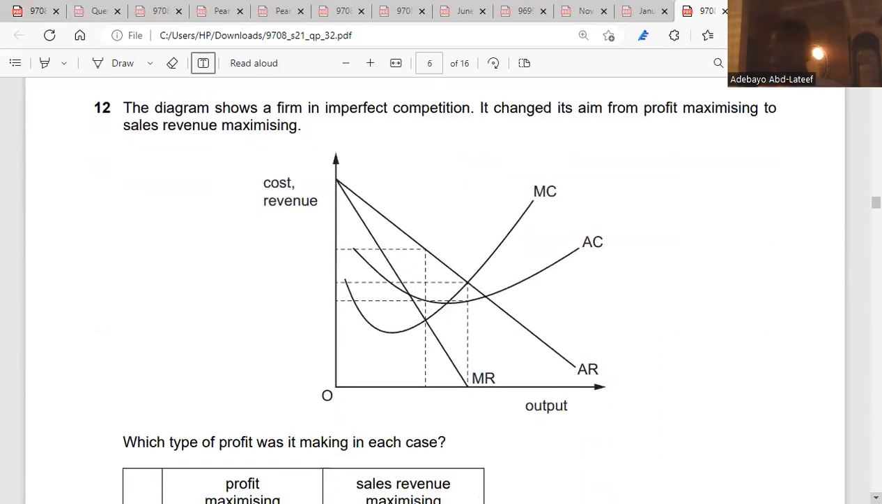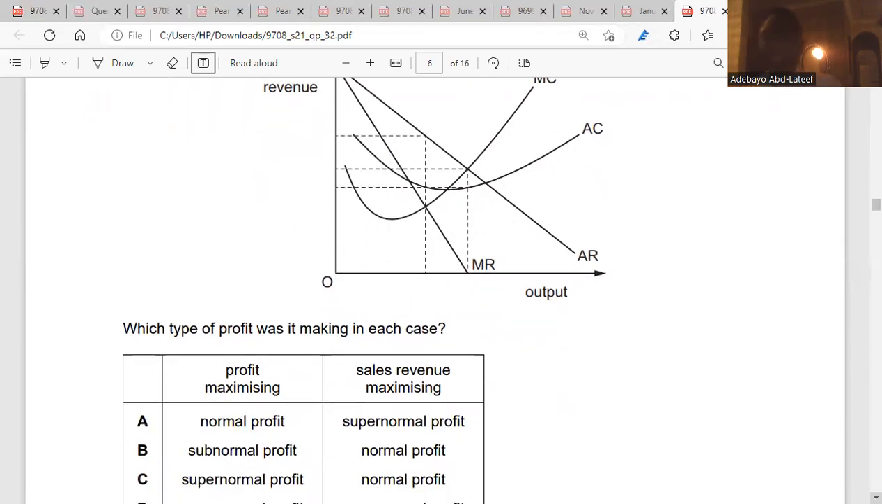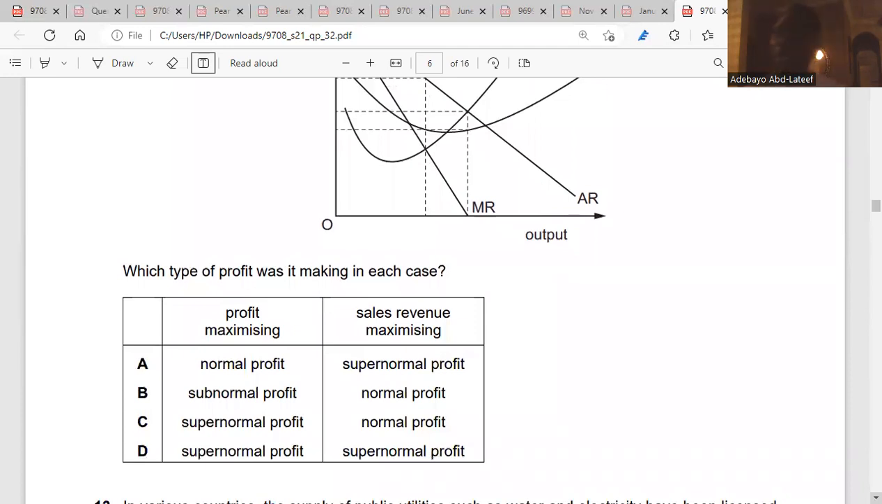Question 12. The diagram shows a firm in imperfect competition. It changed its aim from profit maximizing to sales revenue maximizing. If you are changing from profit maximizing to sales revenue, your marginal revenue and your average revenue are at the highest, which means you are making abnormal profit. Do you get the point? Making abnormal profit is the same as making supernormal profit. So which type of profit was it making in each case? It's both abnormal. Profit maximizing is abnormal. Sales revenue maximizing is abnormal. So it is D. Clear?